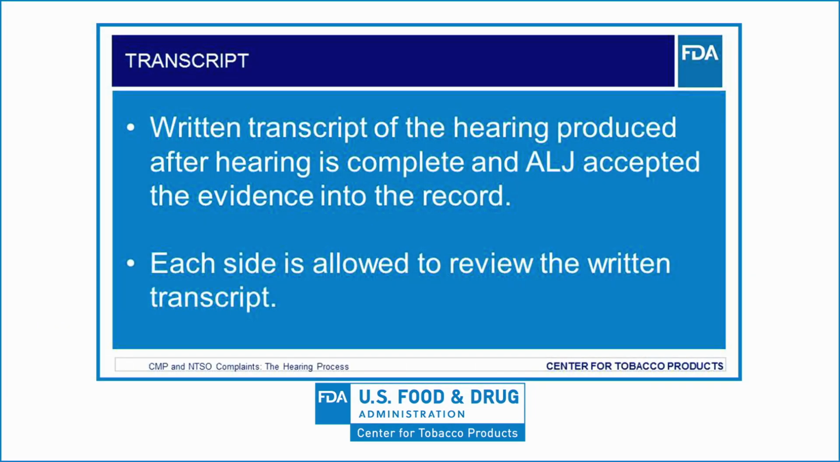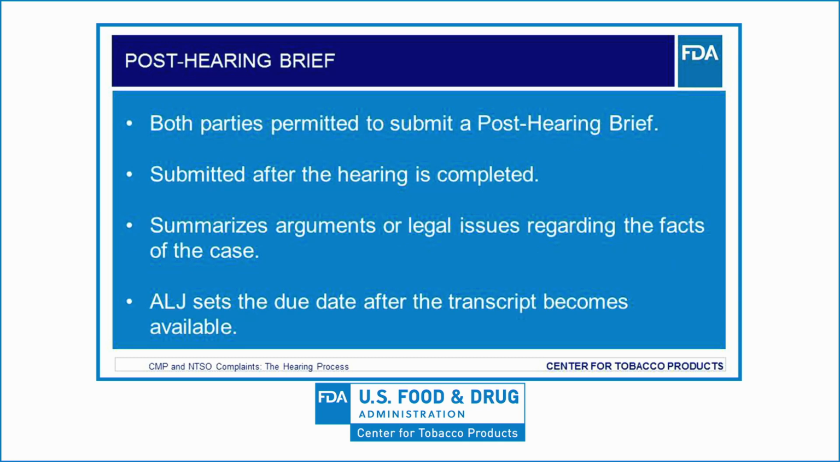After the hearing is complete and the presiding ALJ has accepted evidence into the record, a written transcript of the hearing will be produced. The retailer and FDA's Center for Tobacco Products review the written transcript. Once the transcript is available, the parties will be given the opportunity to submit a document called a post-hearing brief. A post-hearing brief is submitted after the hearing is complete. It may discuss what happened at the hearing, and it may summarize any arguments or legal issues regarding the facts of the case. The ALJ will set a due date for the post-hearing briefs once the transcript becomes available.